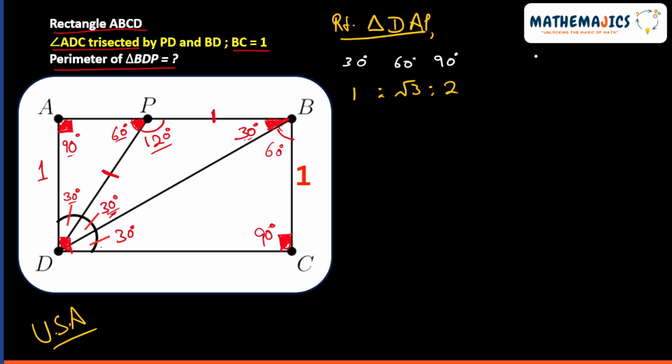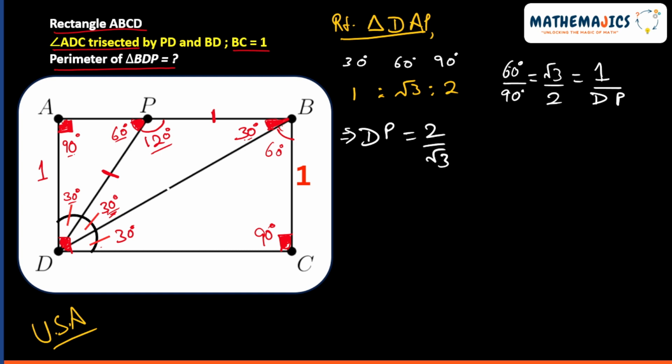I'll be using 60 degrees and 90 degrees. So what is the ratio of sides opposite to 60 and 90? That is root 3 and 2. In this triangle, the side opposite to 60 degrees is 1 and the side opposite to 90 degrees is DP. Okay. So DP will turn out to be 2 by root 3. As we have marked in the figure that DP and PB are equal to each other, that means PB will also be 2 by root 3. Okay, this we will be using later on in the question.